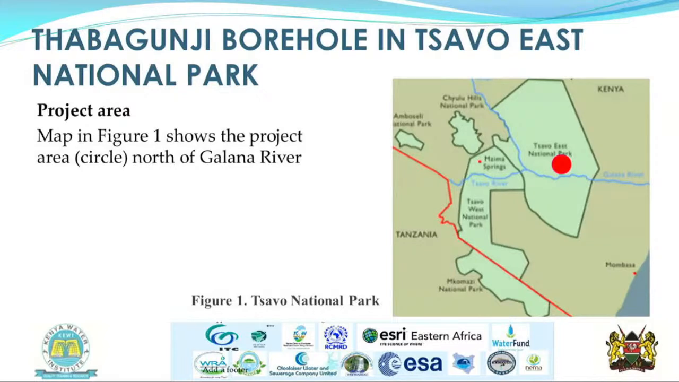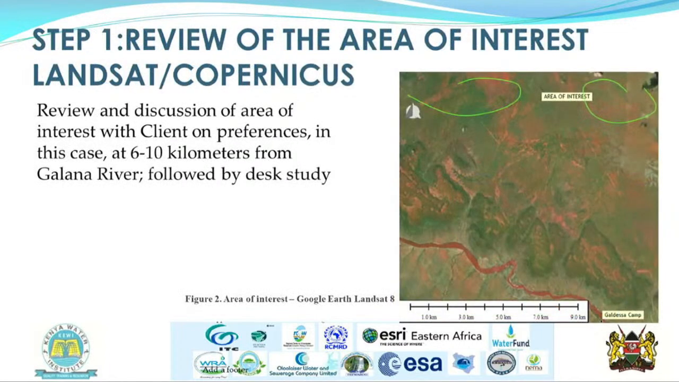So that's a map of the park. The red dot is where we were interested in providing water. The site name is Tabagunji. There's no village, it's just within the park, just a name of that area. And so when we were called by the client, we had to use, as you heard about Google Earth Engine, simply sit in the office with them and discuss the areas that they would like to have the water placed in.